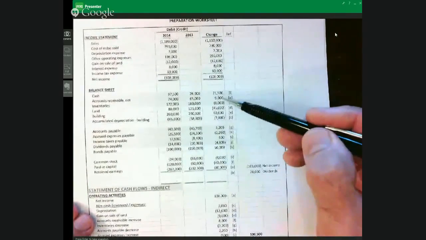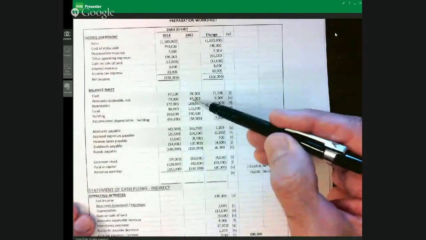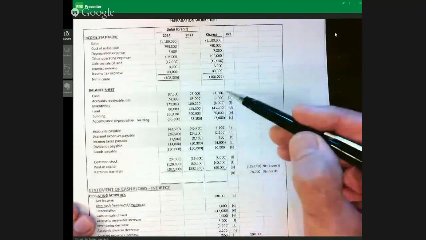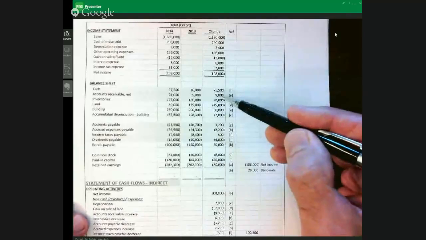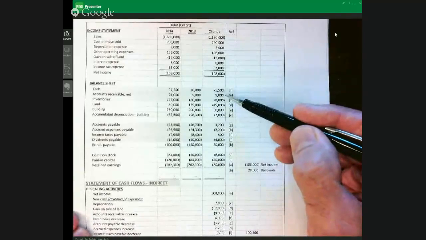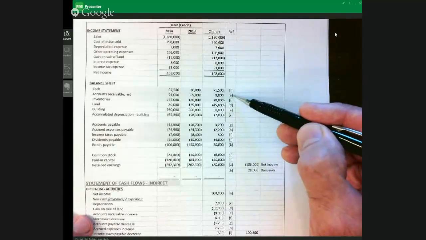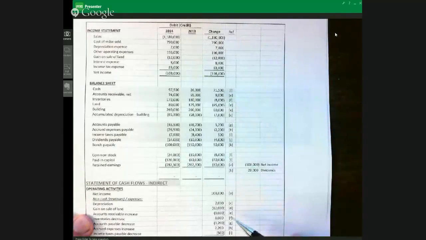Okay, here you see accounts receivable moving from $65,000 to $74,000. So accounts receivable has increased $9,000. An increase in accounts receivable is shown by a debit. The debit to accounts receivable is offset by the credit to the cash flow statement.